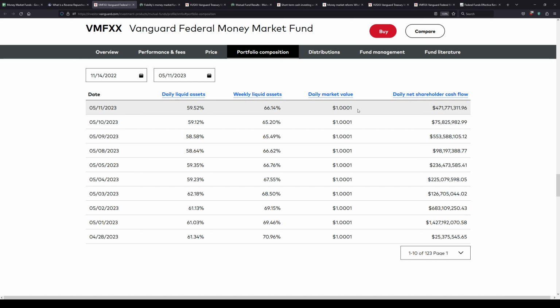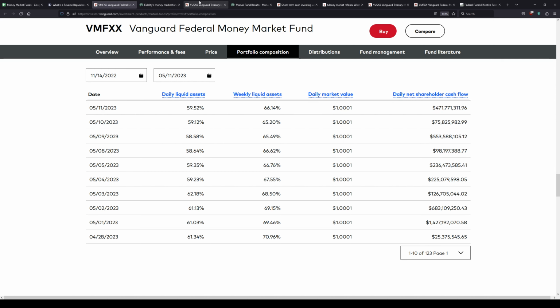And most of the time, it should always be at or above 1. There are some instances where it might drop below 1 by 1, 2, maybe 3/100ths of a penny. And that's still okay depending on the market situation. If there's significant volatility, it's possible that temporarily the asset value of some of the assets might go down just a bit to affect the daily market value.